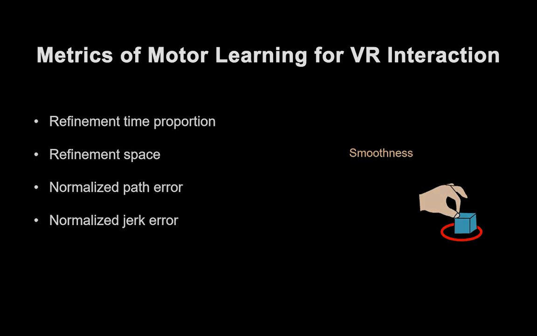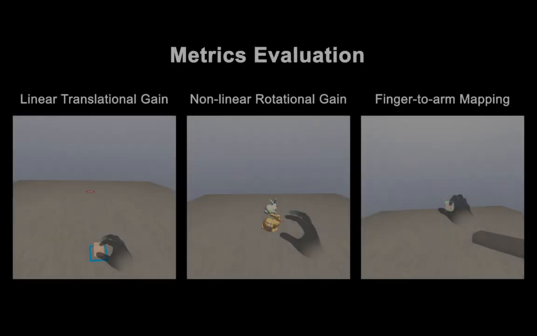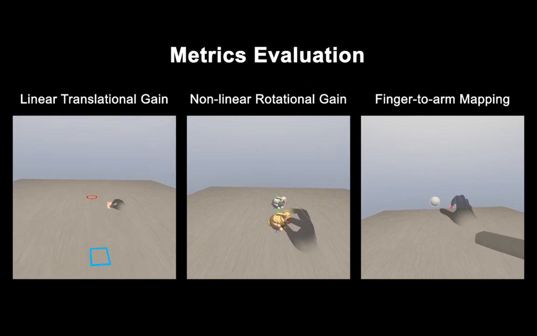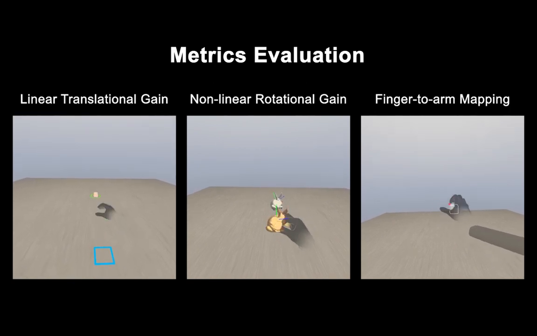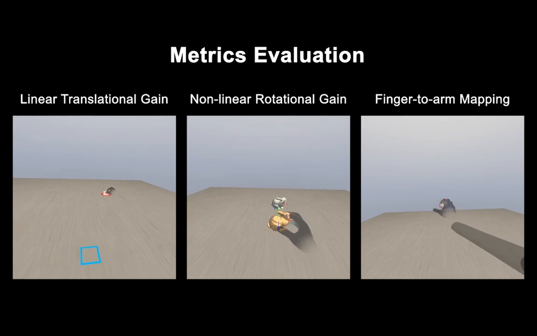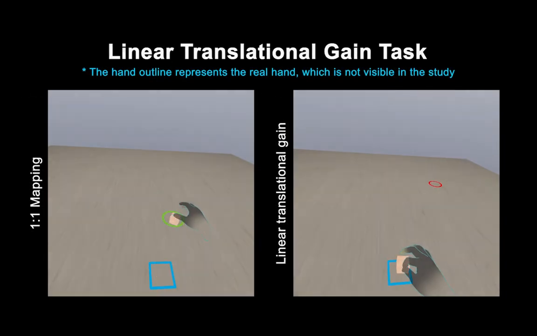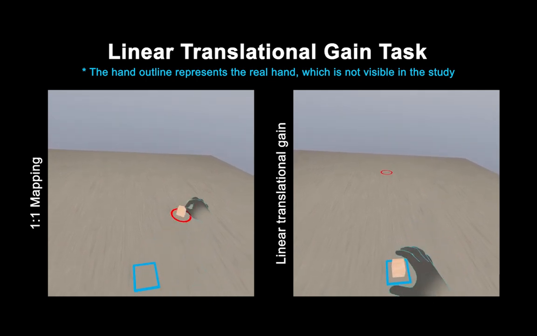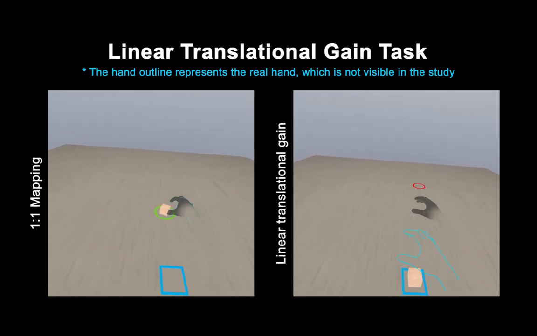We designed a user study to evaluate the proposed metrics in 3 common VR interaction tasks employing 1 new movement mapping type in each. The first task requires users to move a 3D cube to a target position on the table, with or without a linear translational gain.